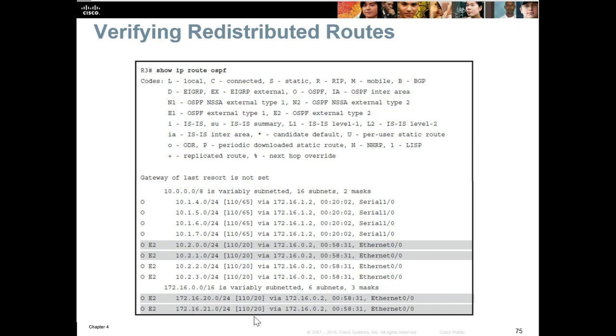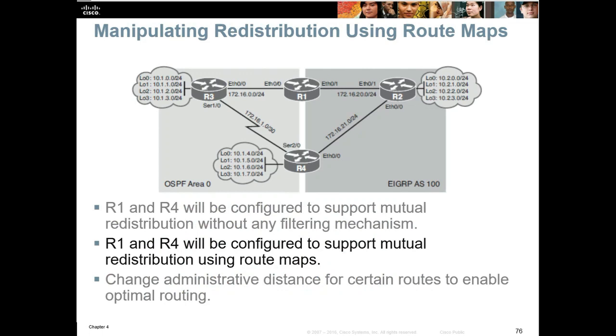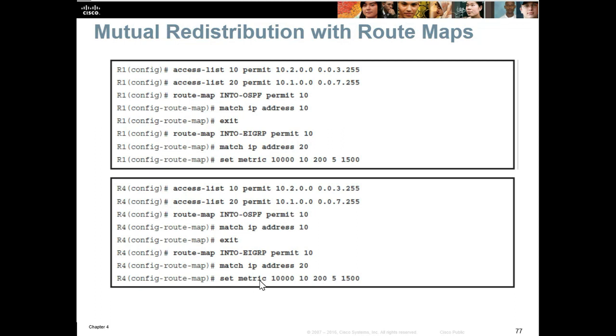Okay, now let's look at what happens when we configure redistribution tapi ada filtering. Okay, so we filter using route maps. So this time kita gunakan route map dengan condition dia refer kepada an access list. Okay, so access list 10 permit 10.2.0 0.0.3.255. So dia gunakan summarize lah kan.